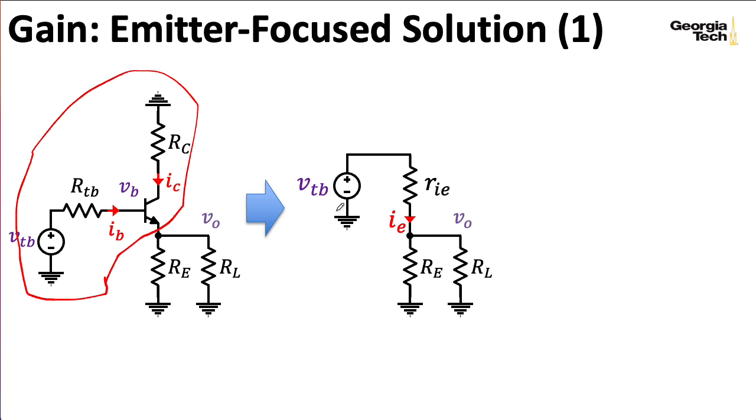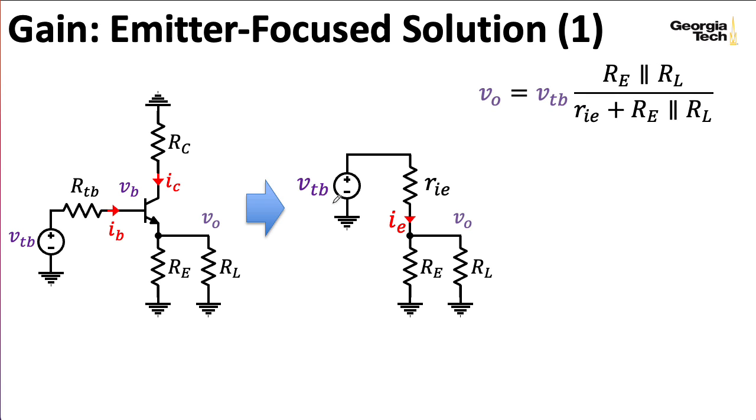And that Thevenin equivalent has a voltage VTB and a resistance RIE that I'll give the formula for again in a second. So I can compute the output voltage here in terms of this Thevenin equivalent voltage looking out the base using just a voltage divider. I have a parallel combination of RE and RL, and so I write that plus RIE in the denominator, and then I write RE in parallel with RL in the numerator.